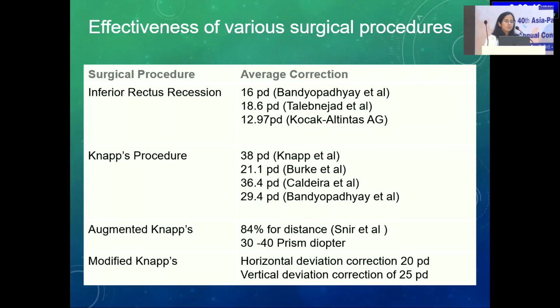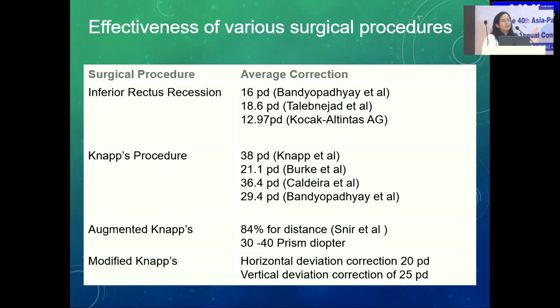Coming to the effectiveness of various surgical procedures, for inferior rectus recession, the average correction reported in various studies ranges from 12 to 16. For NAPS, it ranges from 29 to 38. However, in patients with large vertical deviations, you sometimes need to put a suture in the horizontal muscle, said to be an augmented NAPS, which corrects 30 to 40 prism. The modified NAPS procedure corrects a horizontal deviation of up to 20 and vertical deviation of 25.